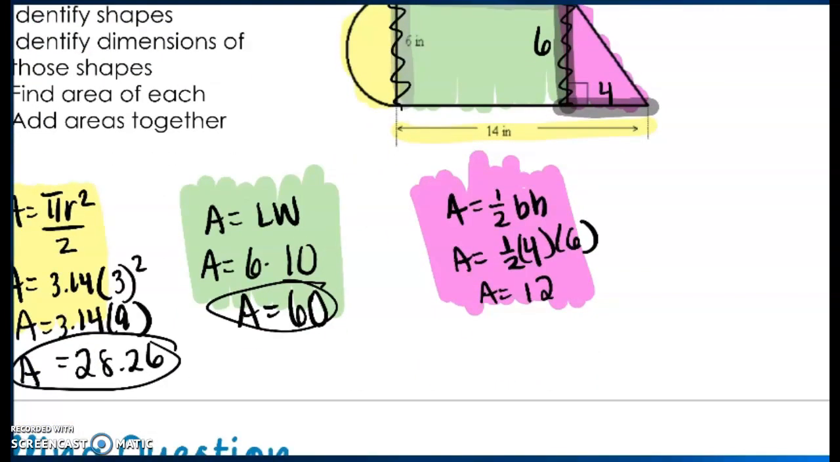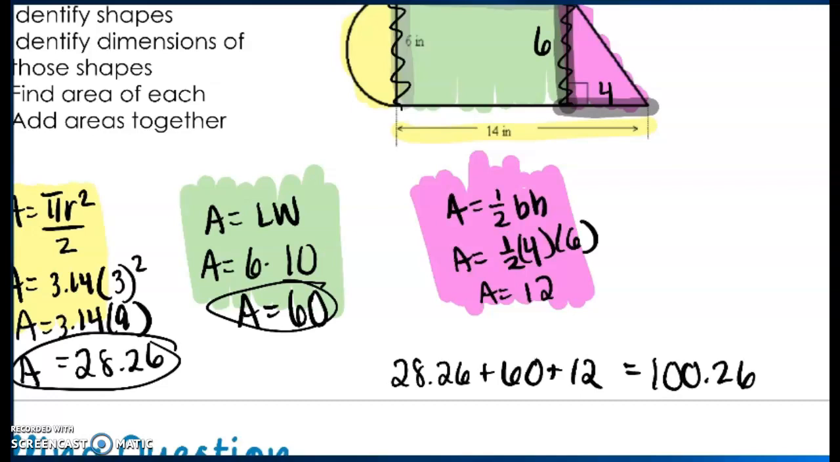After all of that, we add up all of our areas, so 28.26 plus 60 plus 12 is, let's see, 60 plus 12 is 72, so 100.26. And I think this is inches, so inches squared.